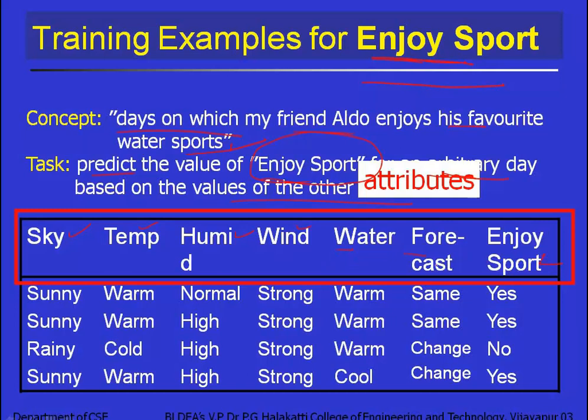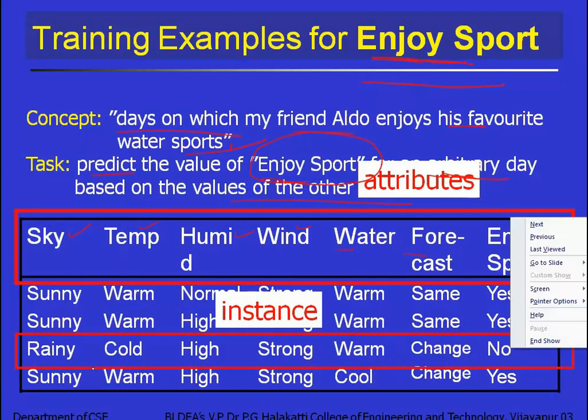So suppose this is what I call the training data set, because all these instances in the training data set are labeled as yes or no. Yes says that if this is the weather condition, so I'll take the first instance. See, this is an instance. Here, the value of enjoy sports is no.